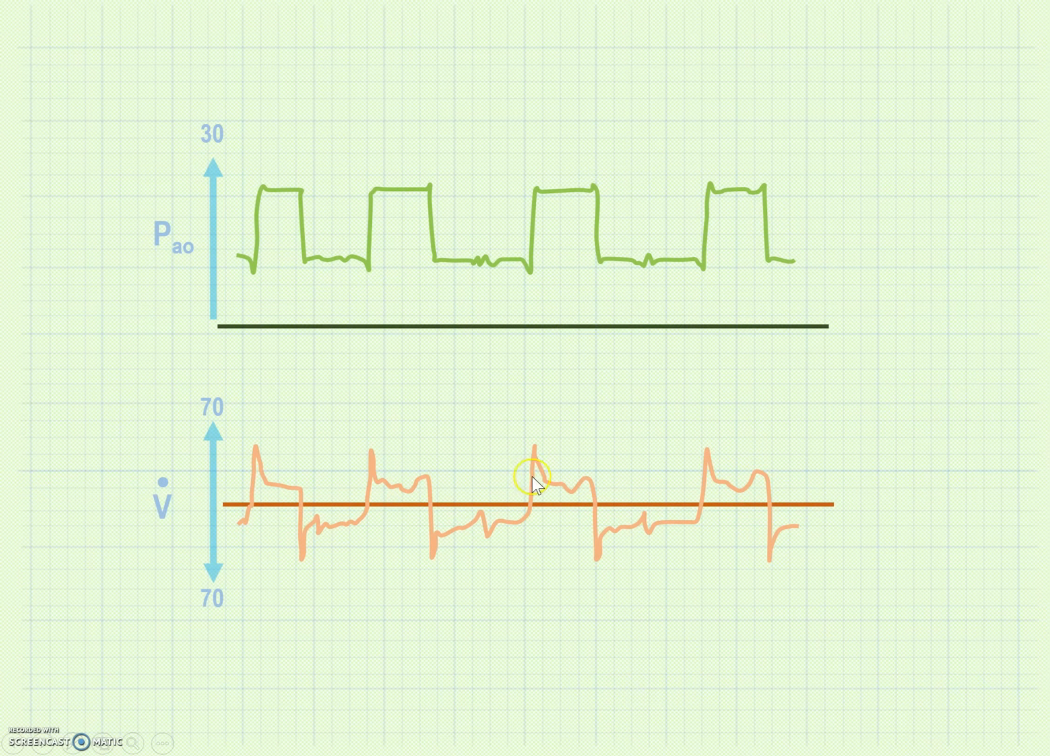And despite this large variability in the flow graphics, the pressure is pretty constant. So this looks like the independent variable. So this is almost certainly a pressure-targeted mode of ventilation.